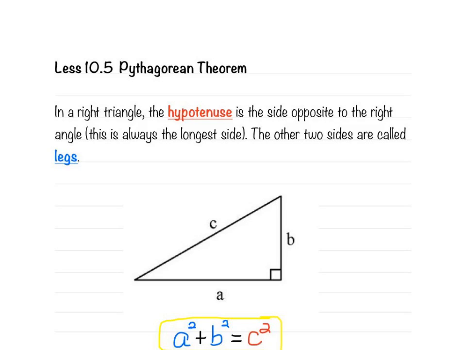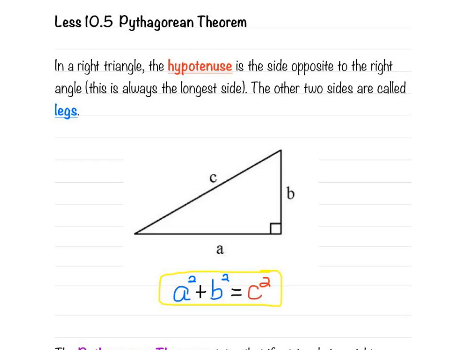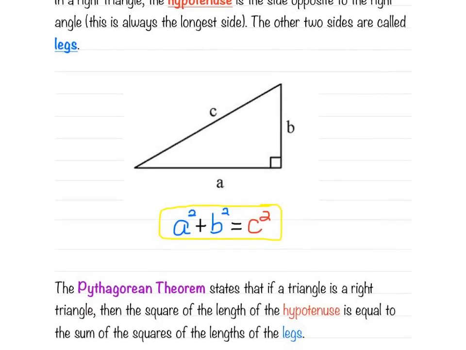The other two sides that make up the right angle are called the legs of a right triangle. The Pythagorean theorem says this: the sum of the squares of the two legs is equal to the square of the hypotenuse. In other words, a squared plus b squared is equal to c squared.